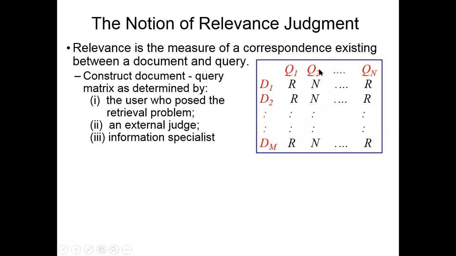We may use up to 15 queries. Then for each query, which of the documents are relevant is identified. Like for query 1, document 1 is relevant, document 2 is relevant, maybe document 3 is irrelevant, document 5 is irrelevant, then the last document is relevant. For query 2, the first 2 documents are irrelevant, but maybe the third and fourth documents are relevant.